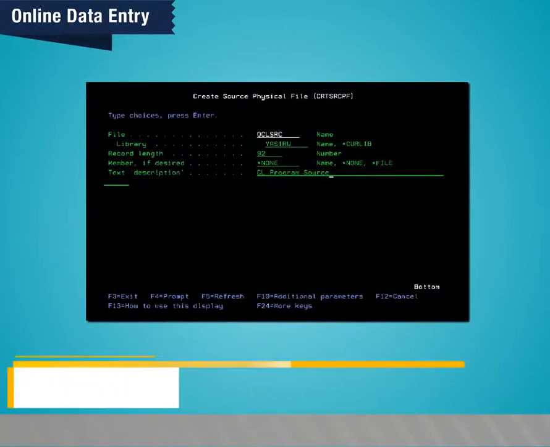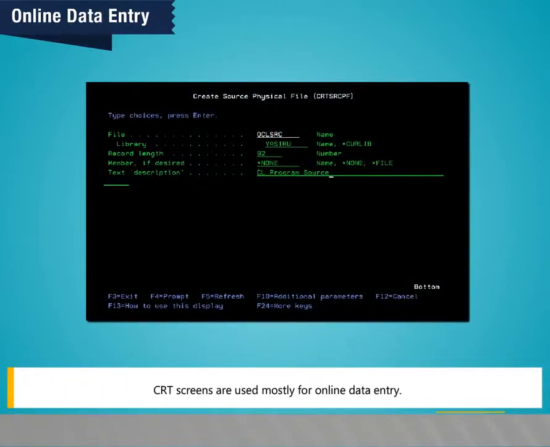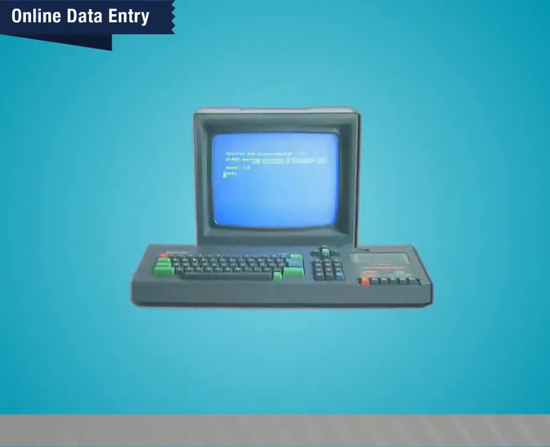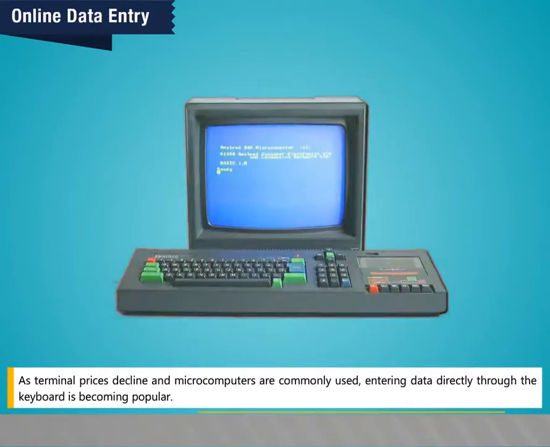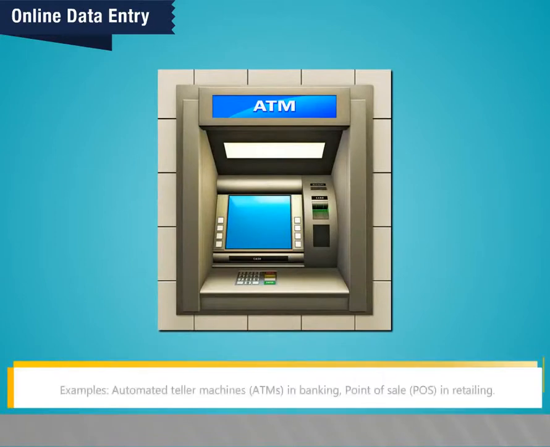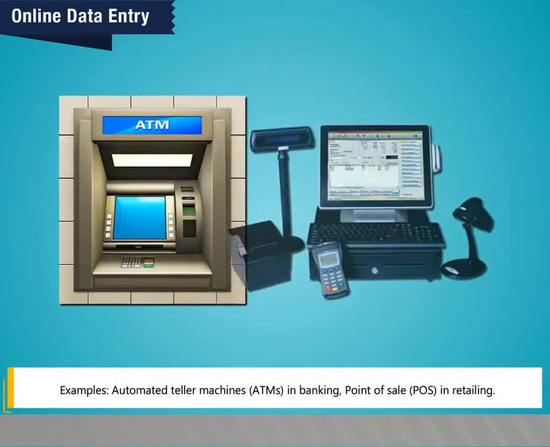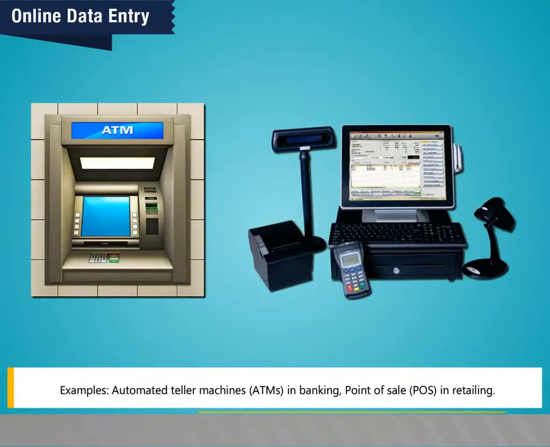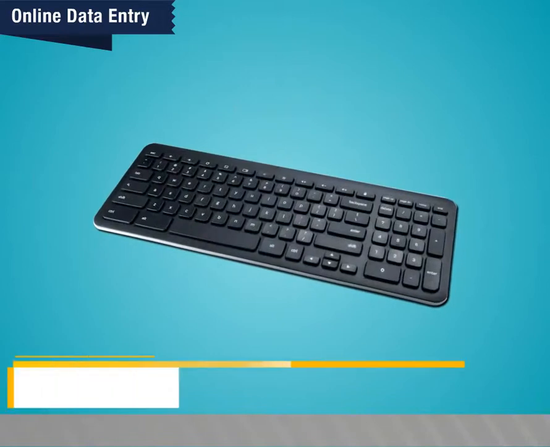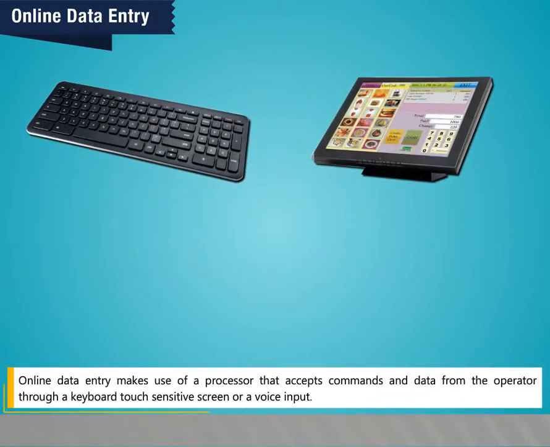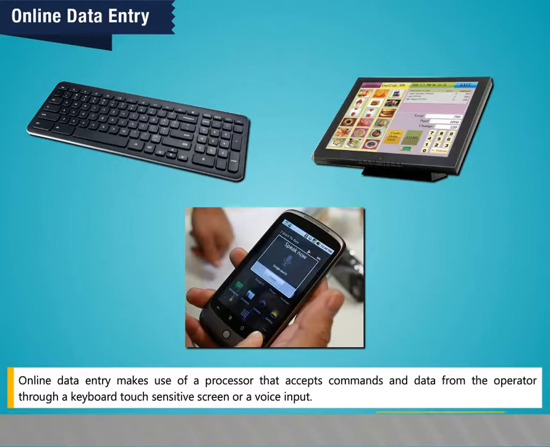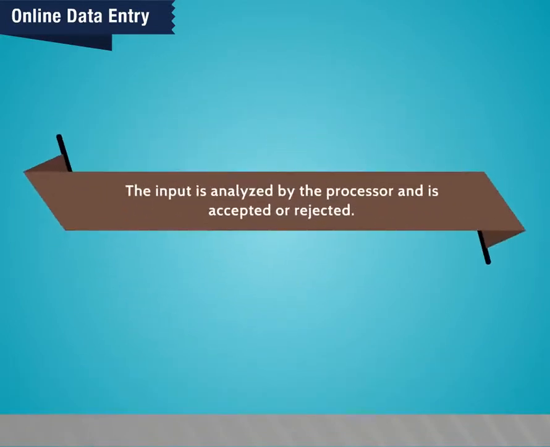Online data entry. CRT screens are used mostly for online data entry. As terminal prices decline and microcomputers are commonly used, entering data directly through the keyboard is becoming popular. Examples: automated teller machines, ATMs in banking, point of sale, POS in retailing. Online data entry makes use of a processor that accepts commands and data from the operator through a keyboard, touch-sensitive screen, or a voice input. The input is analyzed by the processor and is accepted or rejected.